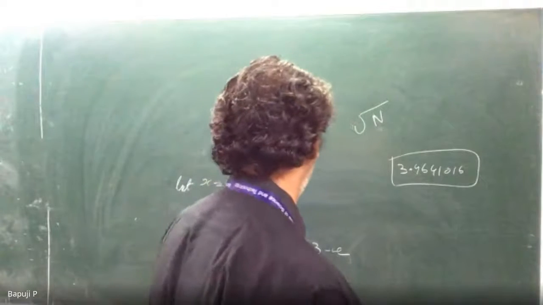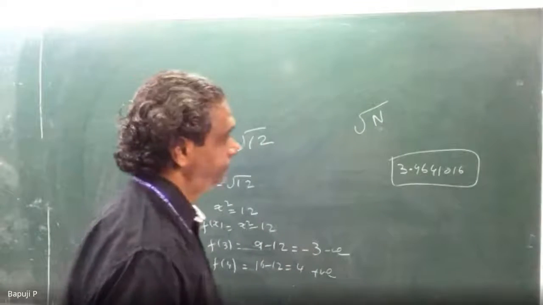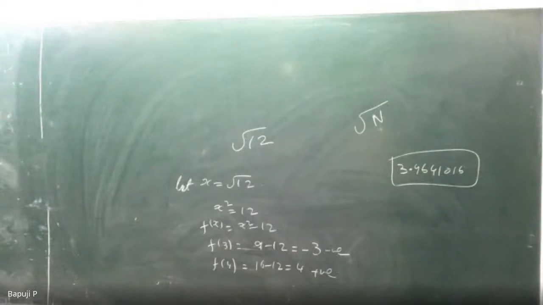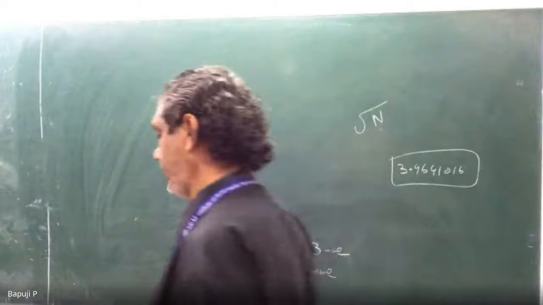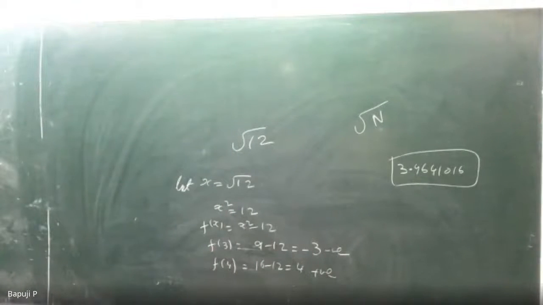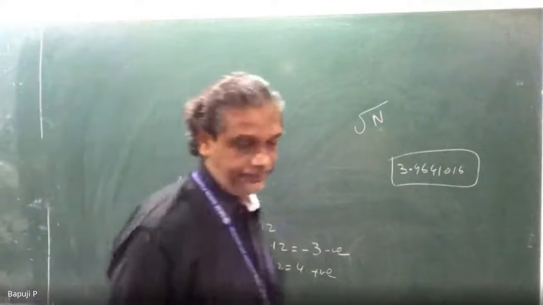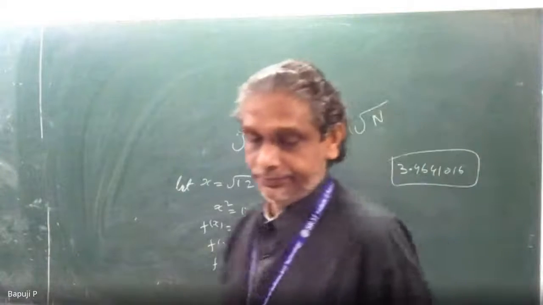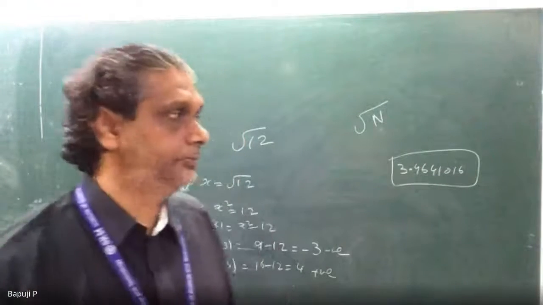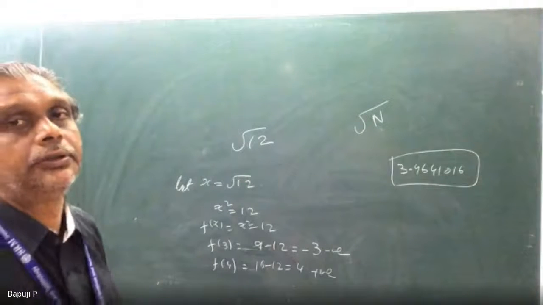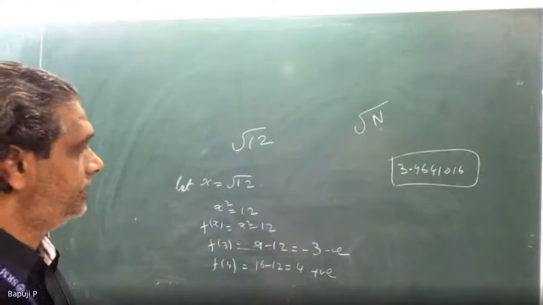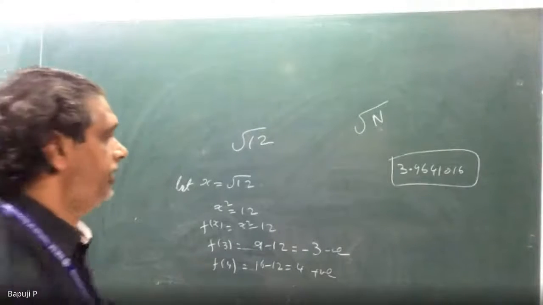Correct. Check. Now who is x naught here? Who is x naught? F of 3. So x naught is equal to 3. Then start, we know the familiar formula, xn plus 1.